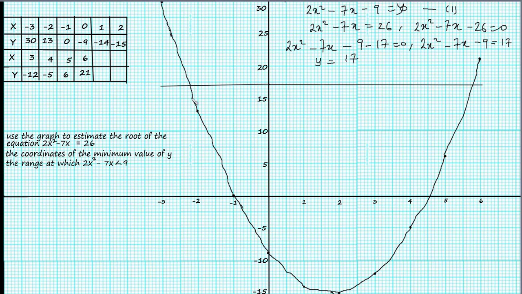So we will now trace it down from that spot so that we can see where it crosses the x-axis. So this is the first one, and this is the second point. So these are the 2 points where the line that we have drawn crosses the graph.